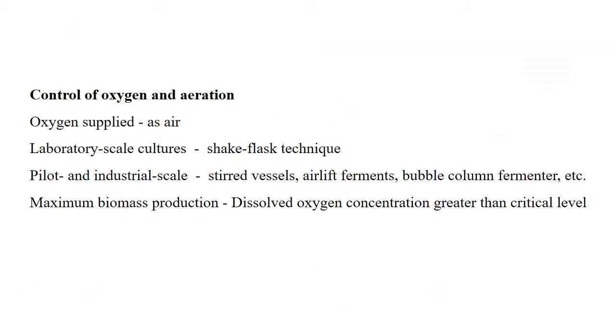The next important parameter to be controlled during fermentation in a fermenter is oxygen concentration and the rate of aeration. Oxygen is normally supplied in a fermenter in the form of air, which is the cheapest available source. Laboratory scale cultures are aerated by means of the shake flask technique, where the culture in a conical flask is shaken on a platform. Pilot and industrial scale fermentations are normally carried out in a stirred aerated vessel or fermenter such as a continuous stirred tank reactor.